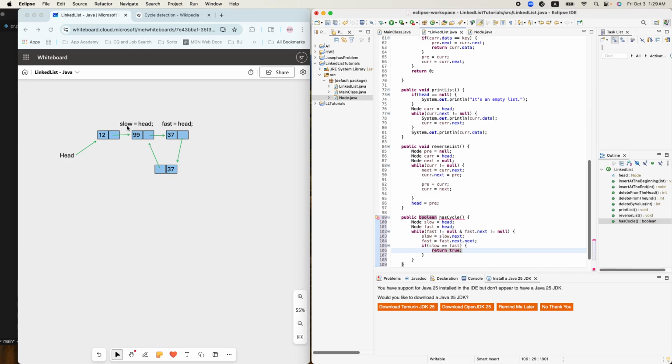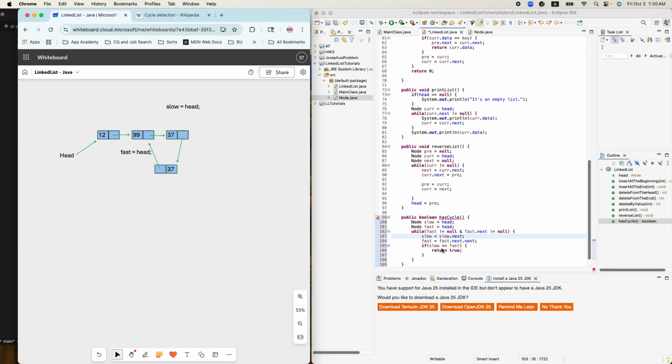But right now we see they are not pointing to one node, so this if condition is not executing. So the loop continues. Again, it checks, is fast equals to null? You see fast is not null. How about fast.next? Again, it is not null. So if it is not null, they have to move forward. So slow comes to slow.next, slow comes here, and fast comes to fast.next. Fast.next here, .next here.